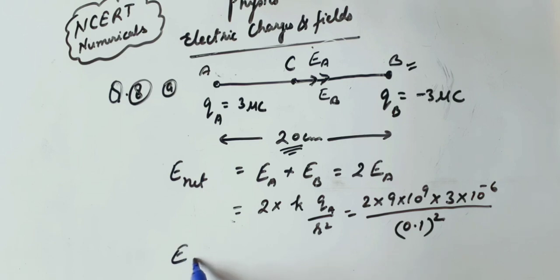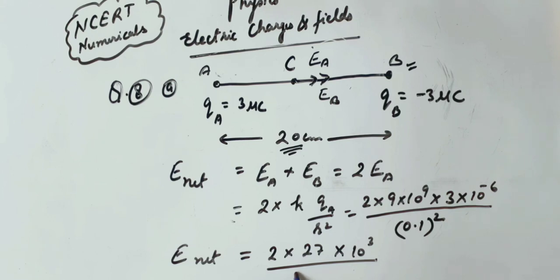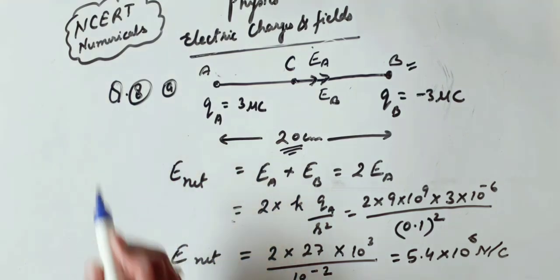Now we can write the net electric field equals 2 into, on solving this, 9 times 3 is 27 into 10 to the power 3 upon 10 to the power minus 2. Now on solving this we will get 5.4 into 10 to the power 6 Newton per coulomb. This will be the answer to the first part of this question.